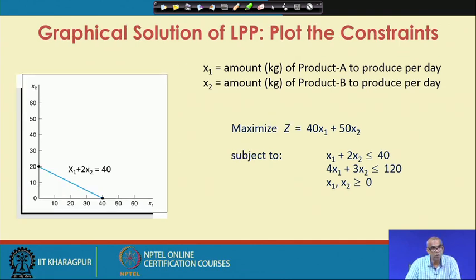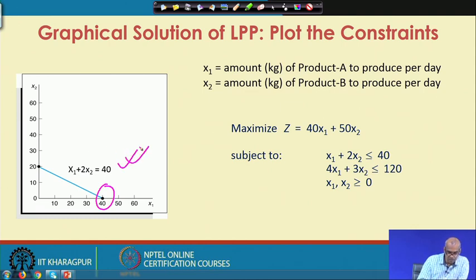So, let us look at the first constraint, x1 plus 2x2 is less or equal to 40. First we will plot this constraint as an equation. So, I plot x1 plus 2x2 equal to 40. It is very easy to solve, very easy to plot here. So, look at this point, this is x1 equal to 40 and x2 equal to 0. So, satisfied. Similarly, x1 equal to 0 and x2 equal to 20, again satisfied.